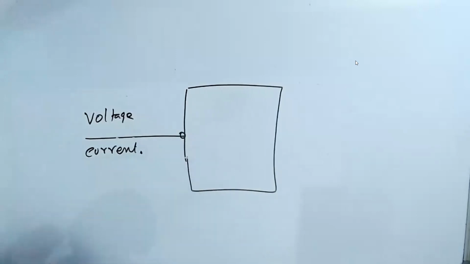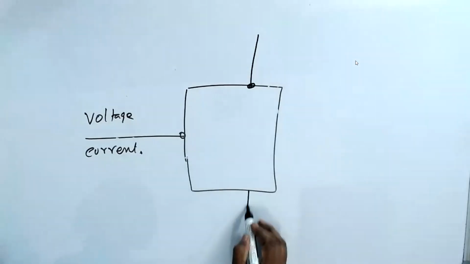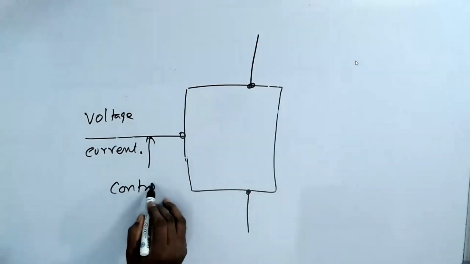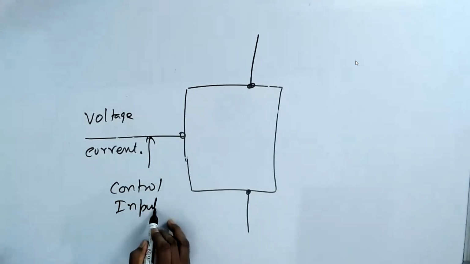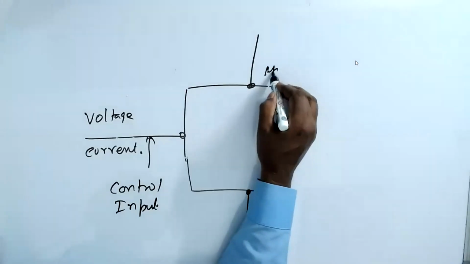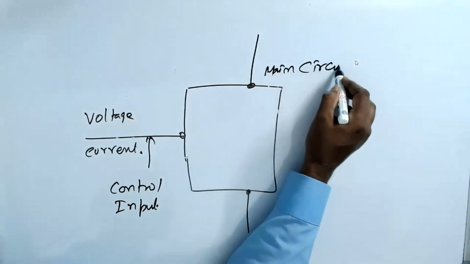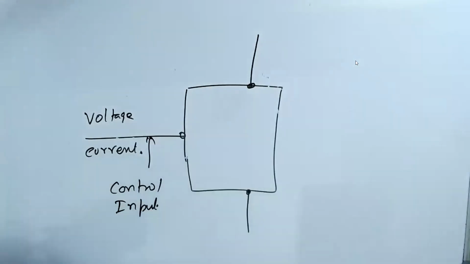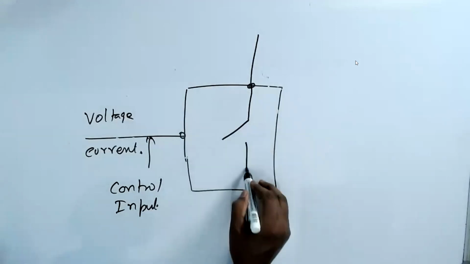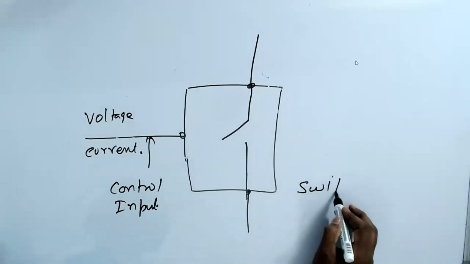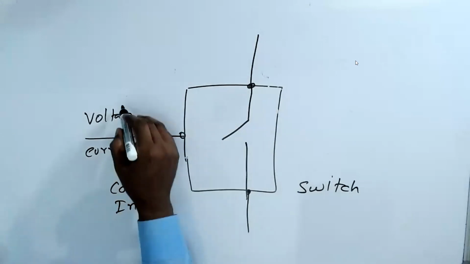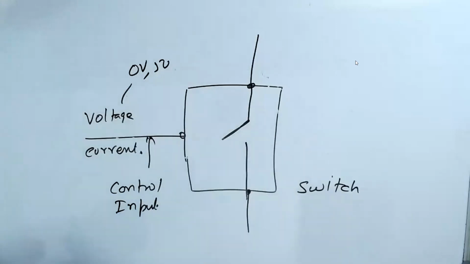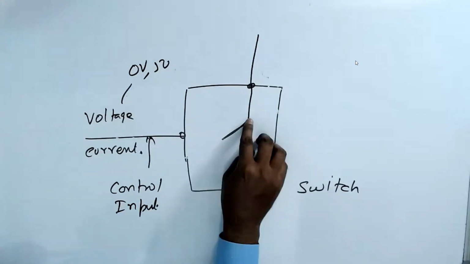So basically there are two inputs. This is normally called the control input. This is the main contacts, the main circuit. So you have two ways to use it. One is I can use this block as a switch. That means if I give 0 volt, the switch will be off. If I give 5 volt, the switch will be on. That is one.